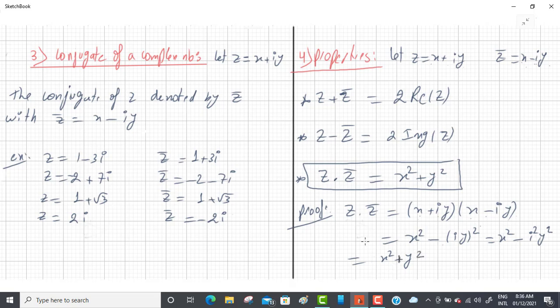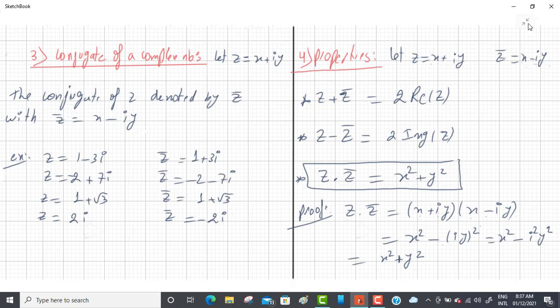Okay, we are going to take this property again when we explain the modulus. It's a very important property: z times z bar equal x square plus y square. The first two are very logical. You can deduce them in any exercise by yourself.